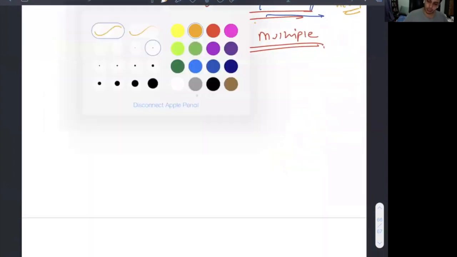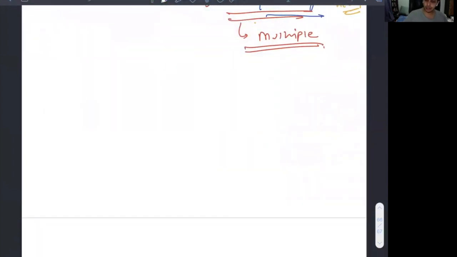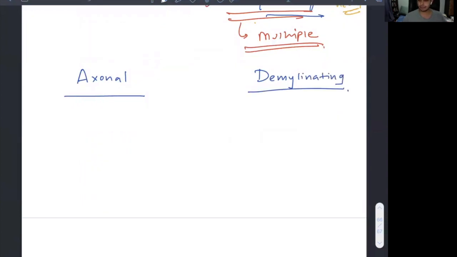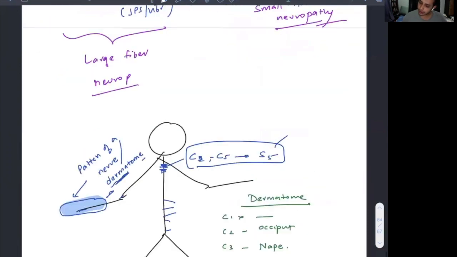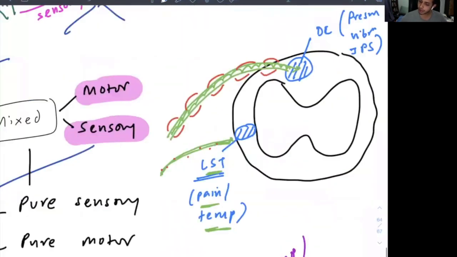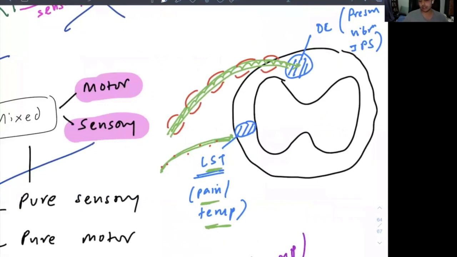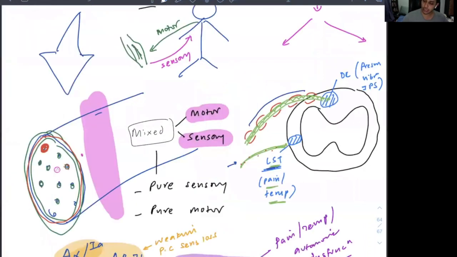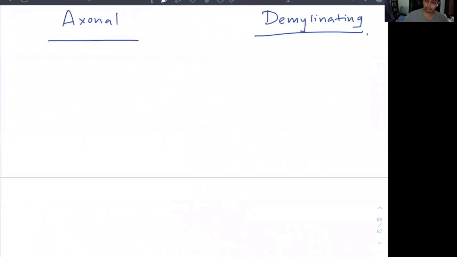Now, regarding what is the lesion, there is one more important differentiation that you should remember, is that there are two types of neuropathy. It can be axonal and it can be demyelinating. Now, if you remember, we spoke about demyelinating over here. We spoke about the myelin sheath. So we spoke about how the posterior column fibers have myelin, and the lateral spinothalamic tract fibers do not have myelin, or they're thinly myelinated. So now we have to talk about what is myelination.